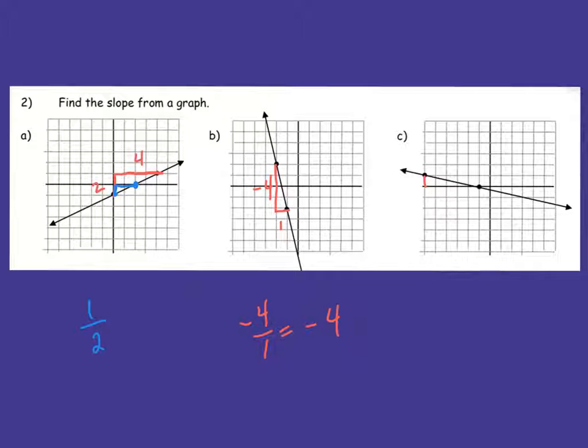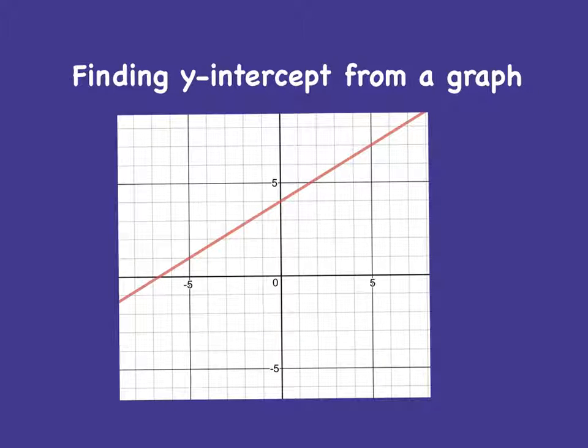In part C, we're going down 1 and over 1, 2, 3, 4, 5. So -1 over 5. And it really doesn't matter where the negative is as long as you don't double it up on accident. You can write it as the whole fraction or the top or the bottom, just as long as only one of those is negative.